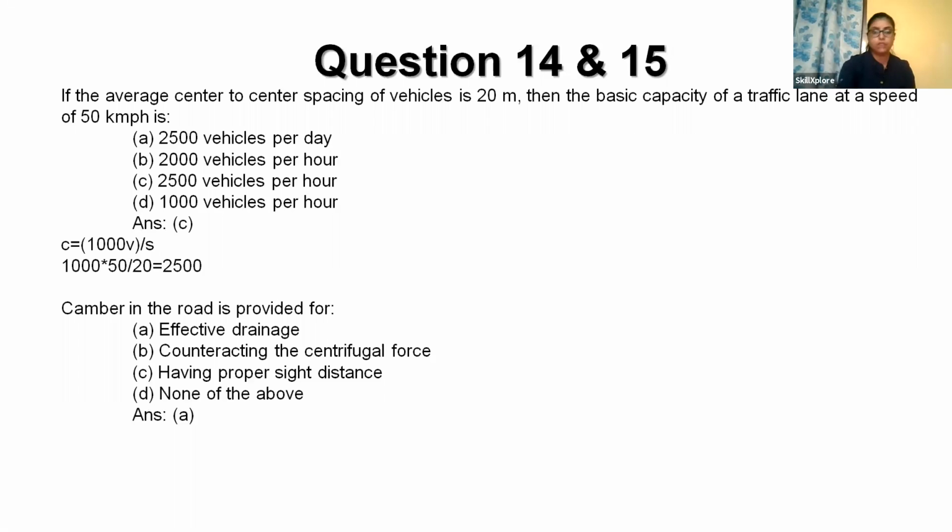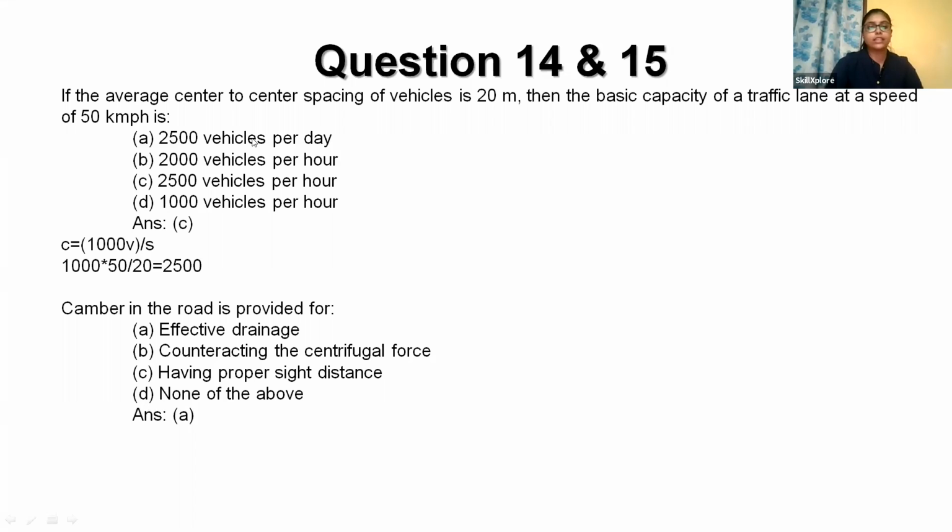We have been given the values of all the parameters, that is 1000 into 50 divided by 20. Just substitute directly and we'll get the answer as 2500. That is option C, that is 2500 vehicles per hour.